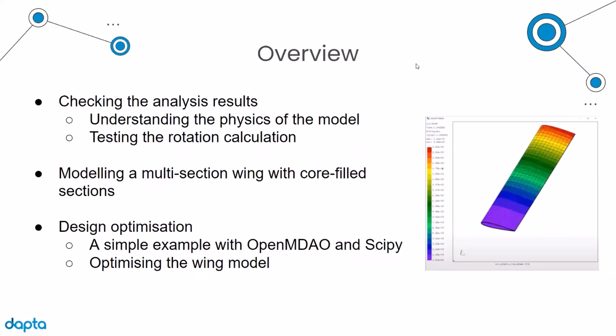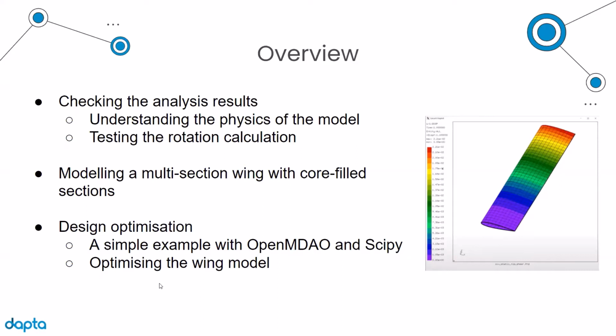So in the last video, we covered the first two topics on the slide. We checked the analysis results from our parametric study. We did some model modifications, and we also talked about some additional features which allow us to model a multi-section wing with core-filled sections. In this video, we're going to cover the design optimization topic.